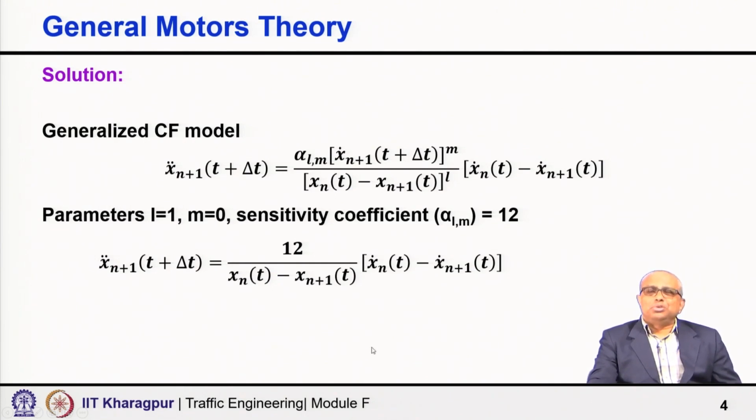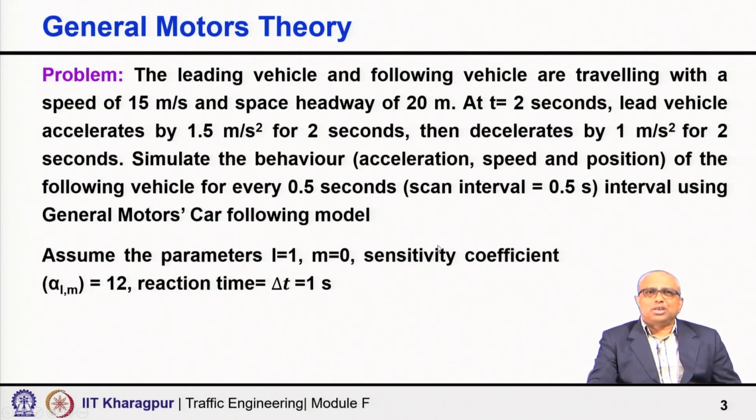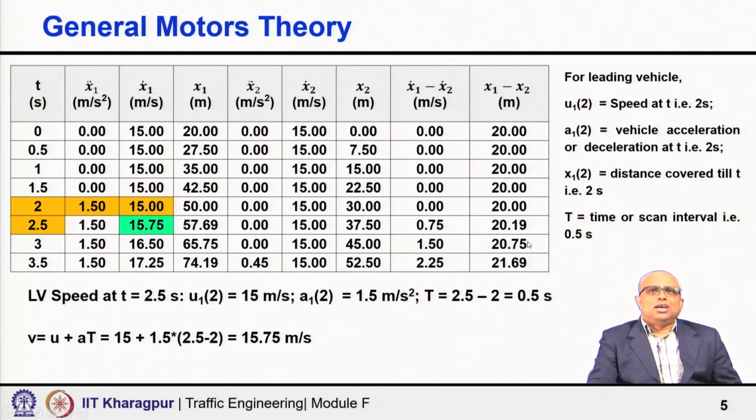Now, using this model, we shall calculate all the values asked in the example problem: what will be the acceleration, what will be the speed, and what will be the position of the following vehicle at a scan interval of 0.5 seconds. Here I have shown the calculation for the first 3.5 seconds, simply because otherwise it will be too lengthy. I wanted to show it only for 3.5 seconds and explain the calculation, then I will show you the entire calculation.